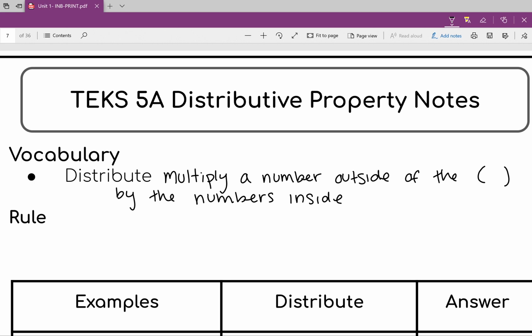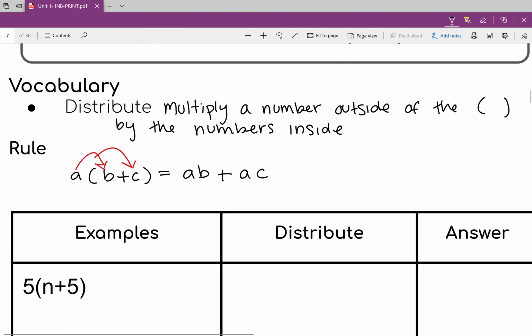Our rule looks like this. So this is a general rule for distributive property. If I have A times B plus C, if I distribute my A, so I'm multiplying, I get A times B plus A times C. So that's my rule for this one. So let's look at an example.